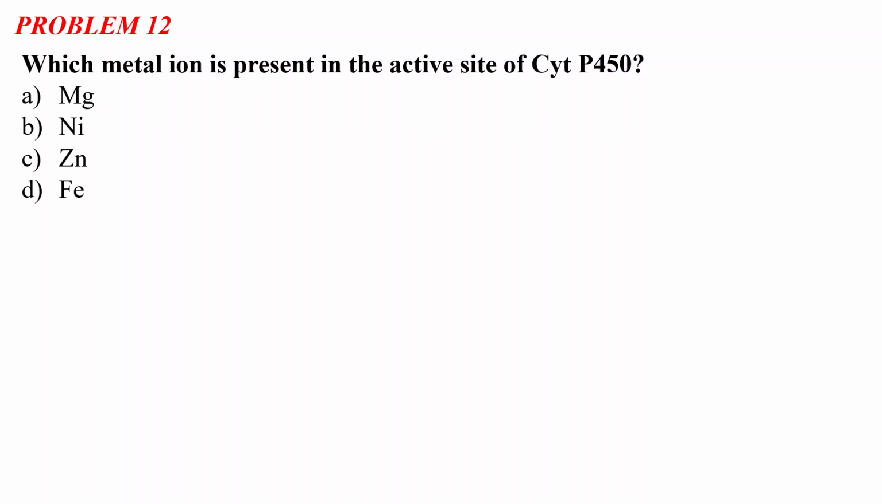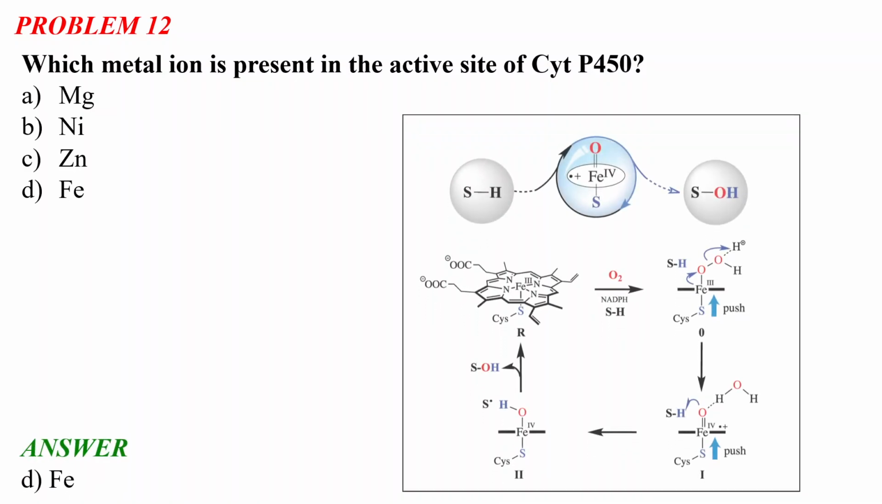And in the whole course we have seen that in many drugs, basically the activation of prodrugs to the actual active form is catalyzed by the cytochrome P450 enzyme. So, it is really important to know the structure and the active site of this enzyme, and let us see the answer first. The correct answer is option D, iron.